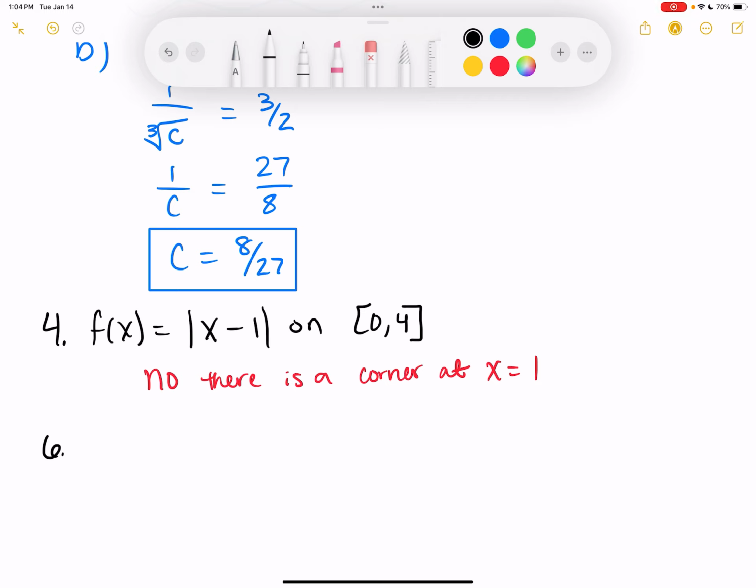All right. F of x equals the ln of x minus 1 on 2 to 4.